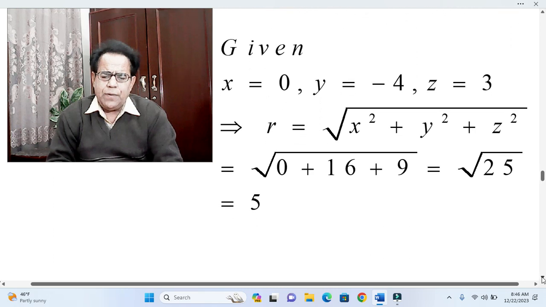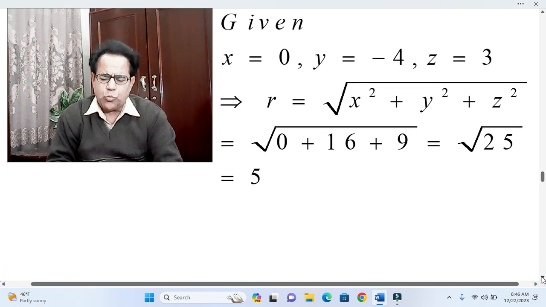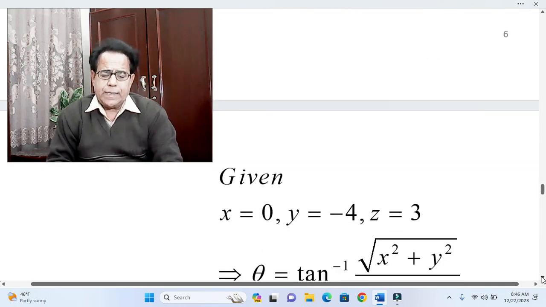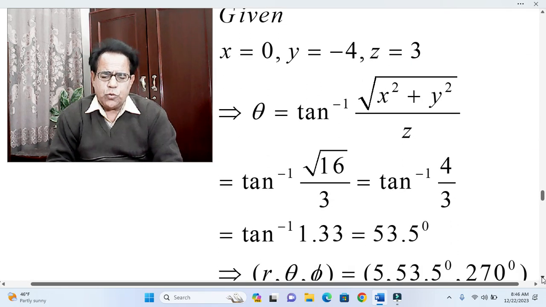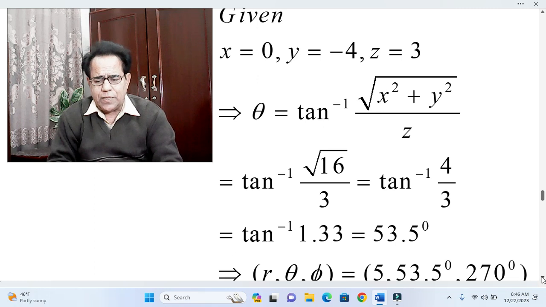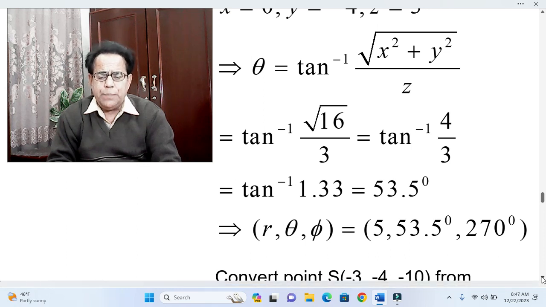Then given x, y, z, r is equal to the square root of x square plus y square plus z square. This becomes r equal to root 25, which equals 5. Next, theta equal to tangent inverse of the square root of x square plus y square over z. Theta is tangent inverse 4 by 3. This equals tangent inverse 1.33, and here the angle is taken as 53.5 degree.